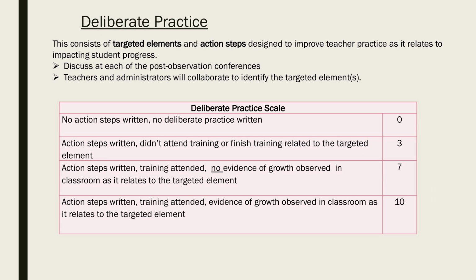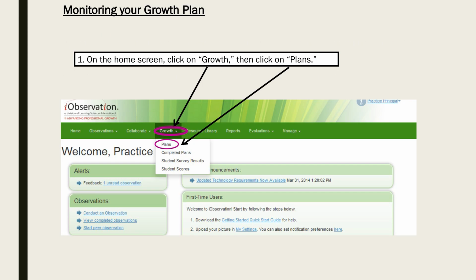A score of 7 or effective will be given if the staff member wrote a deliberate practice plan, training was attended, but there was no evidence of growth observed in the classroom related to the targeted element. A score of 10 or highly effective will be given if the staff member wrote a deliberate practice plan, implemented the parts of the plan including professional development, and achieved the growth results described in the plan. Your deliberate practice plan is a working document that you can change throughout the year as you work toward achieving your goal.